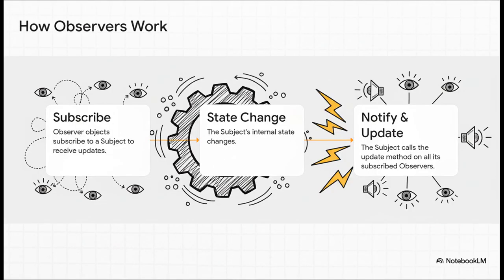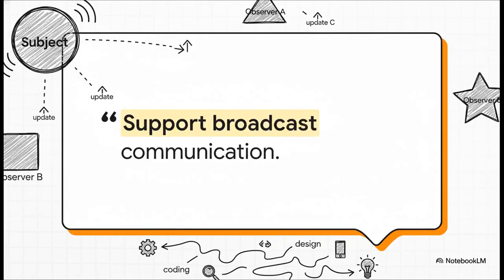And the mechanism behind it is just as straightforward. Observer objects basically just register themselves with a subject. Then, when something important happens to that subject, it just loops through its list of registered observers and calls an update method on each one. It's simple, it's clean, and it's all automated. So what's the big deal here?